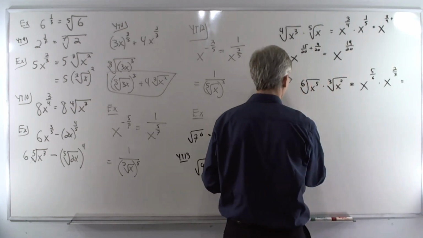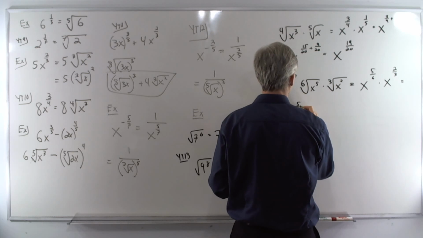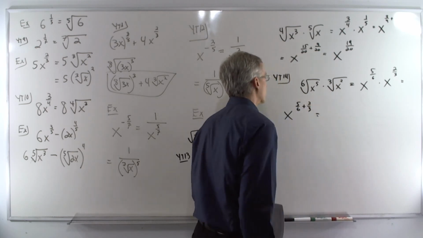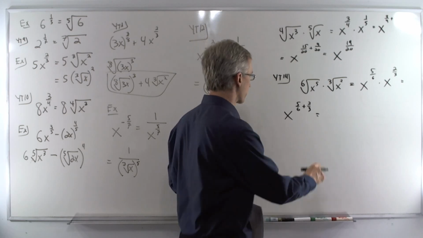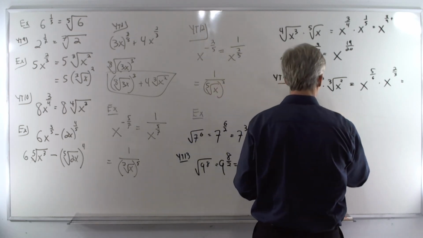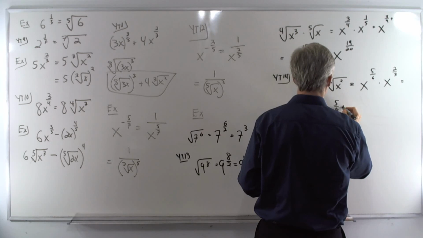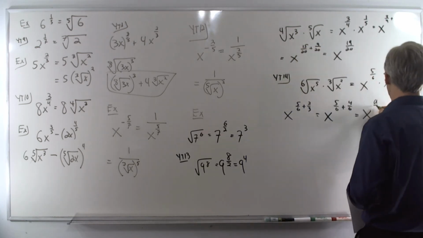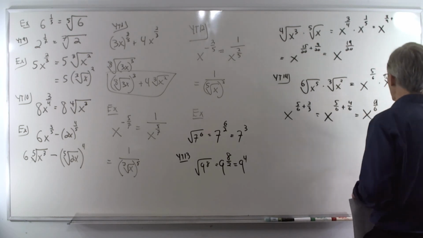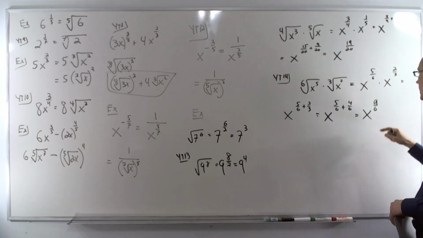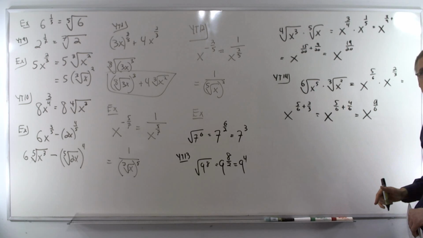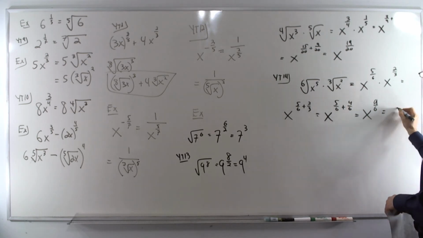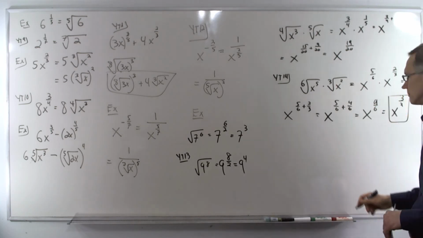So properties of exponents, x to the 5/6 plus 2/3. Now we need a common denominator of 6, so I'm going to convert this fraction. So x to the 5/6 plus 4/6 as x to the 9/6 power. And then we can reduce this fraction to lowest terms, which is x to the 3/2 power.